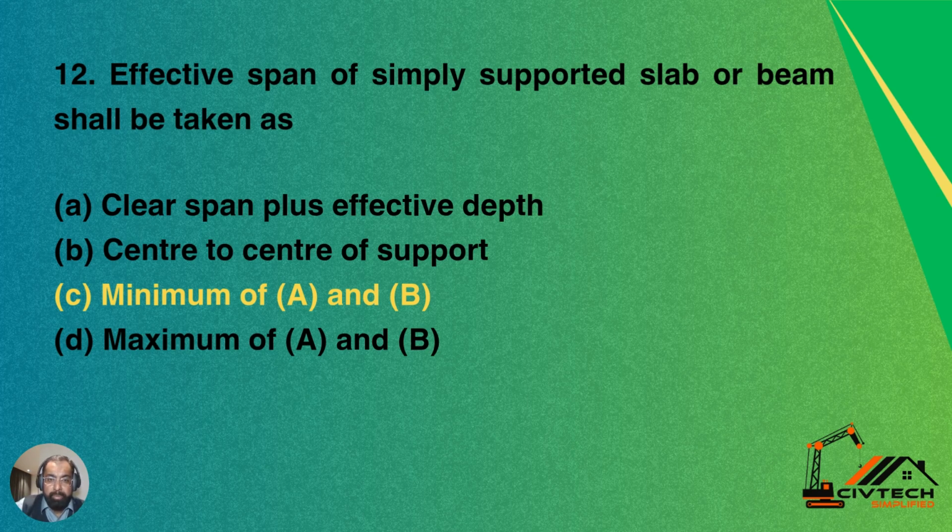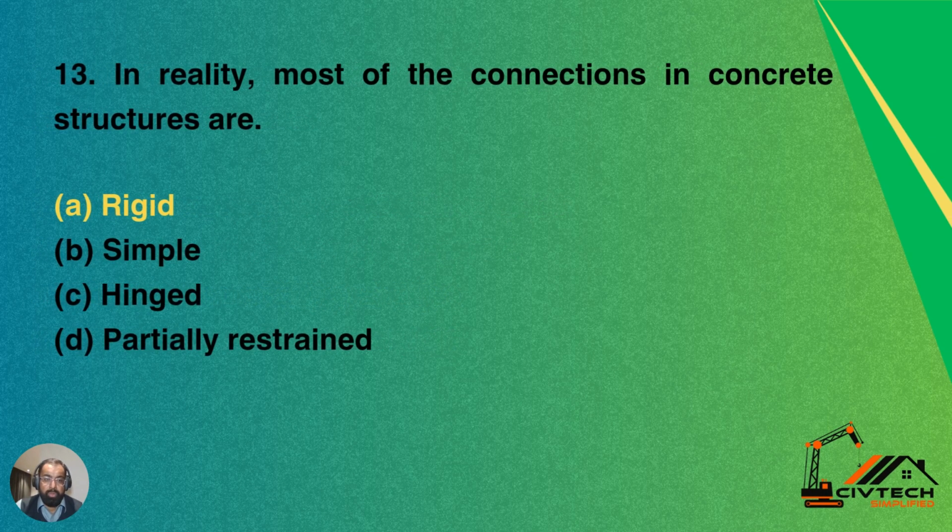Question 12. Effective span of a simply supported slab or beam shall be taken as: option A, clear span plus effective depth; option B, center to center of support; option C, minimum of A and B; option D, maximum of A and B. So the clear span plus effective depth and center to center of the support is calculated, and whichever is less, that is the effective span, whichever is minimum. So the minimum of A and B is the correct answer. C is the correct option for this question.